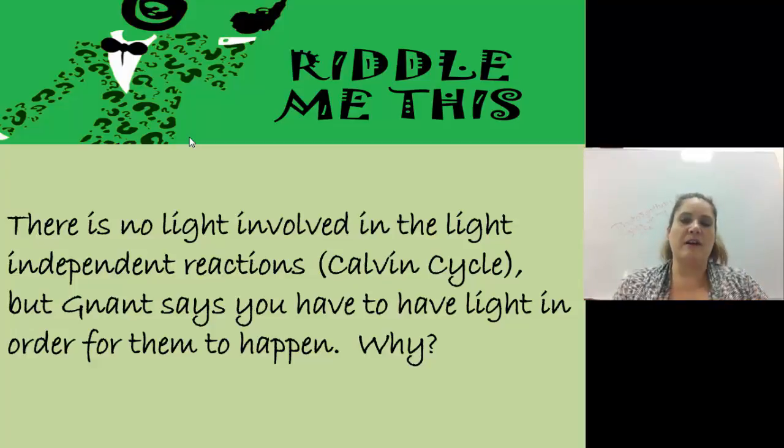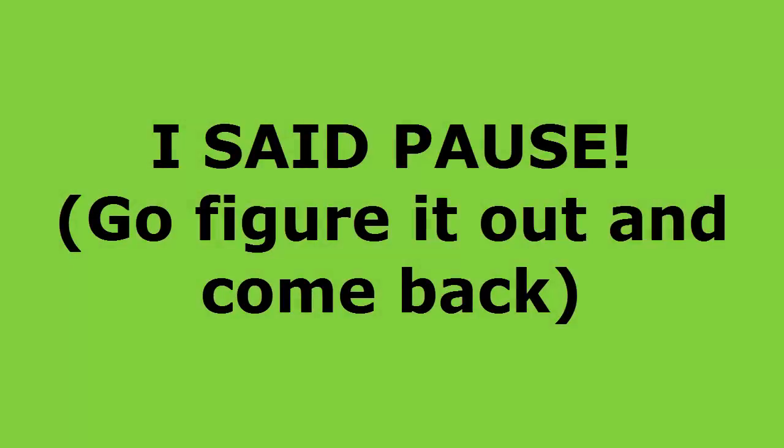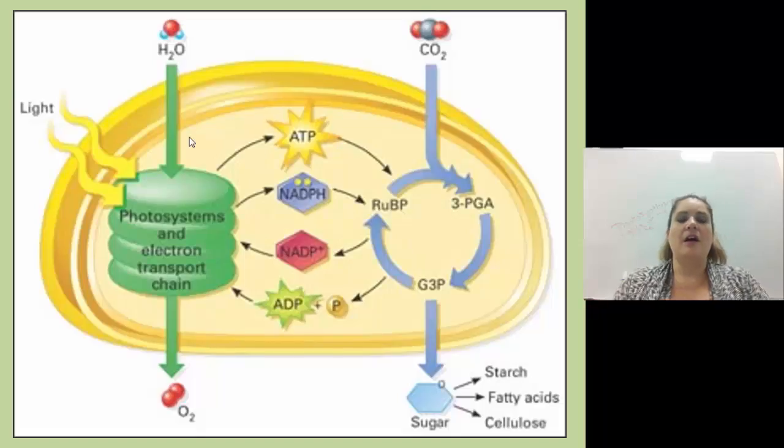start this back up again because I'm going to show you another picture that might help. So pause. Okay, if you're struggling, take a look at this picture. This picture might help you get to the answer. Why do you need light in order for the Calvin cycle to happen?